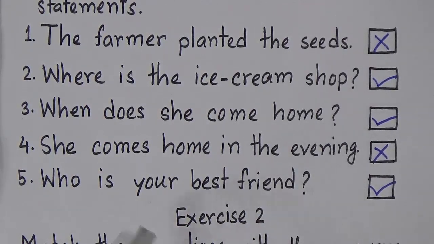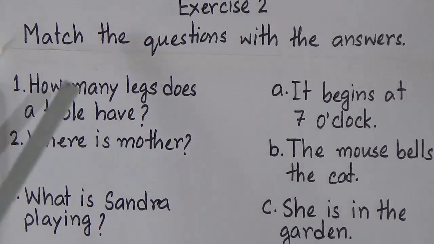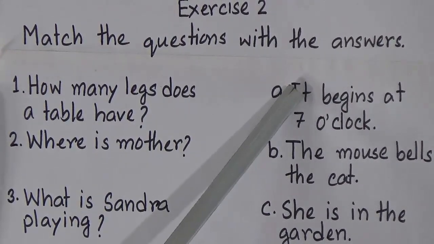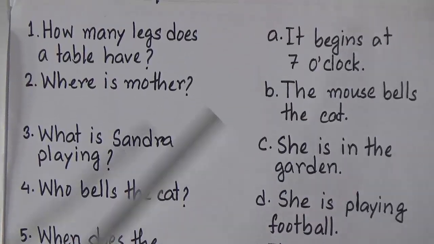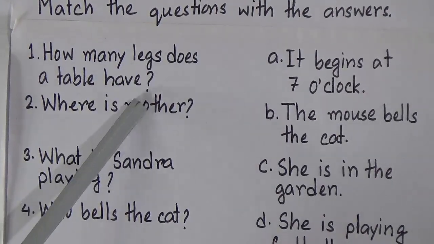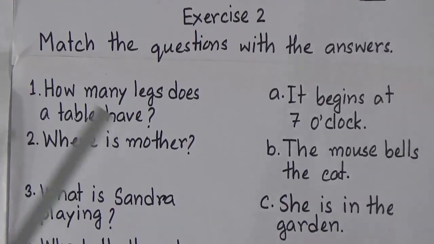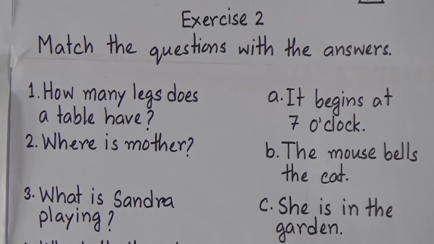Now we will do exercise number 2. Match the questions with the answers. Now look, in the left side there are some questions and in the right side there are some answers. So we will match, but at first we need to find out the answer of those questions. So at first what will we do? We will read the questions and then we will read the answer.